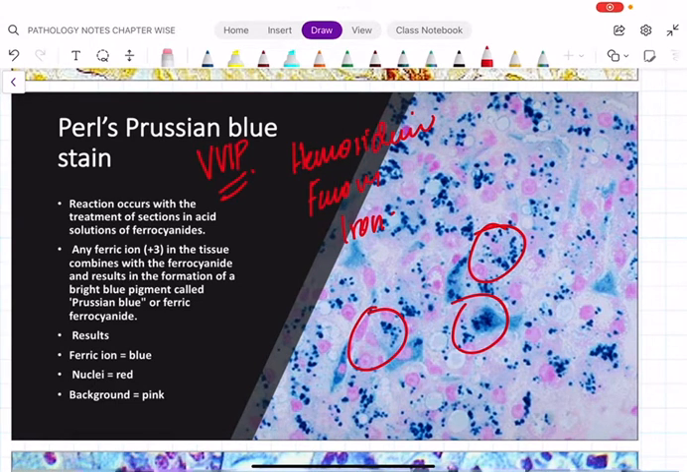So actually, what is happening? If there is any ferric iron present in the tissue, it will combine with the ferrocyanide present in the reagent to give a bright blue pigment called Prussian blue or ferric ferrocyanide. Ferric plus ferrocyanide gives ferric ferrocyanide, that is the Perls' Prussian blue. So the ferric iron will give blue color.